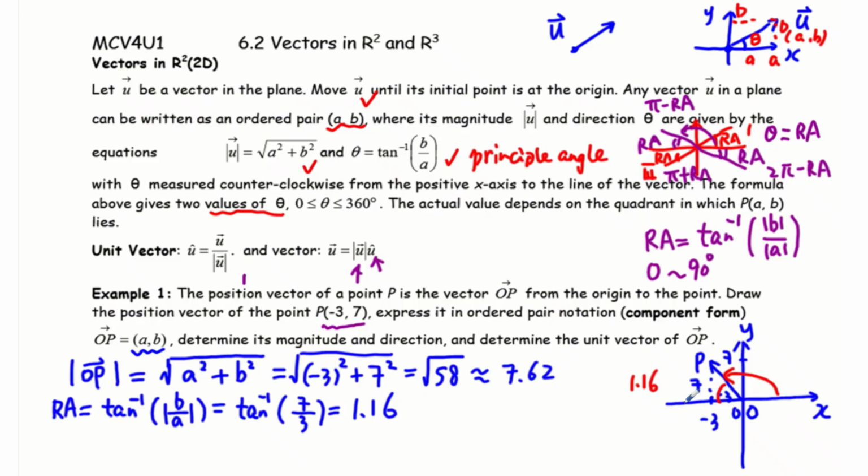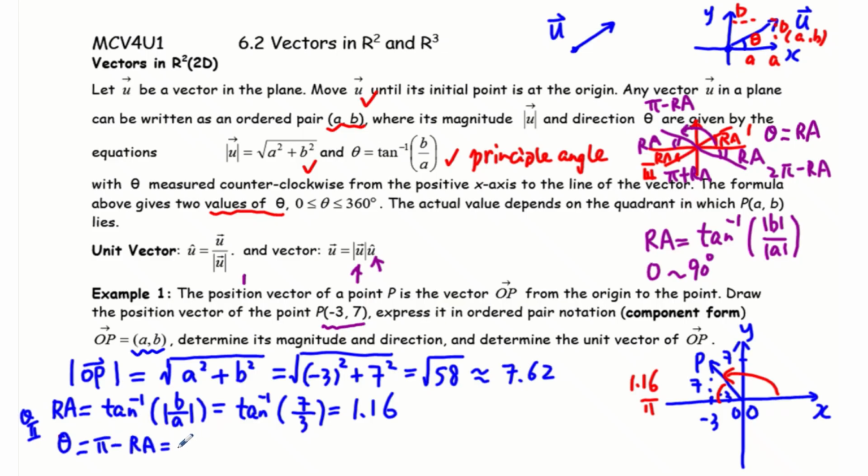Then the principal angle is from the positive x direction to here. It will be 180 degrees, which is pi. So it's pi minus this one that gives us that. So the second quadrant is pi minus RA.